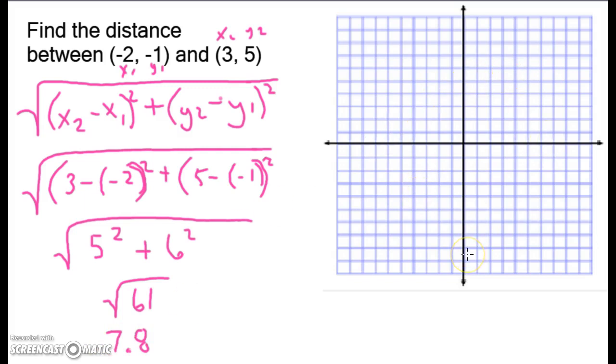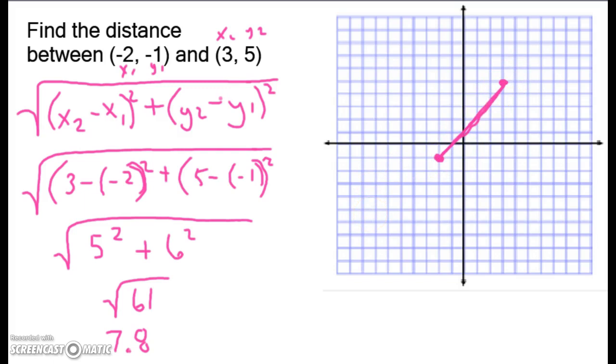I'm going to show you one other way that you could have done this problem, and in order to do it, you would need to graph these points. So the point negative 2, negative 1 is right here. And the point 3, 5, 1, 2, 3, 4, 5 is right here. All right, I want to know the distance between these 2 points, or how long this segment is. Well, if you have the distance formula memorized, you can use this. But if you do not have the distance formula memorized, you can always turn this line segment into a right triangle, and then you can use Pythagorean theorem.